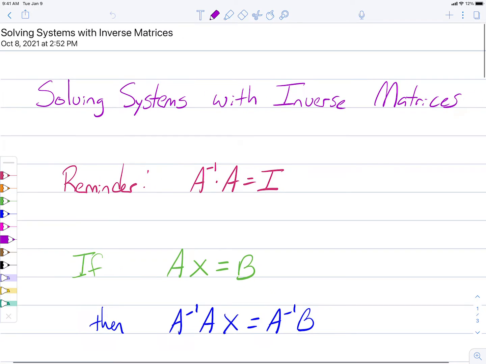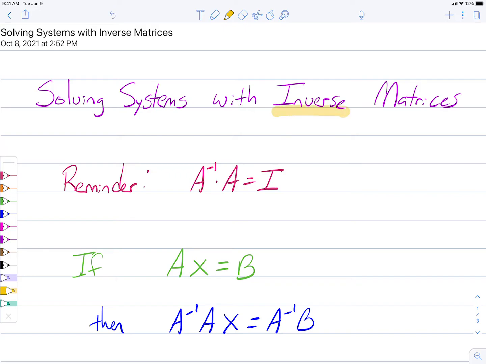Solving systems with inverse matrices. So we're going to practice using those inverse matrices that we found to solve a system.